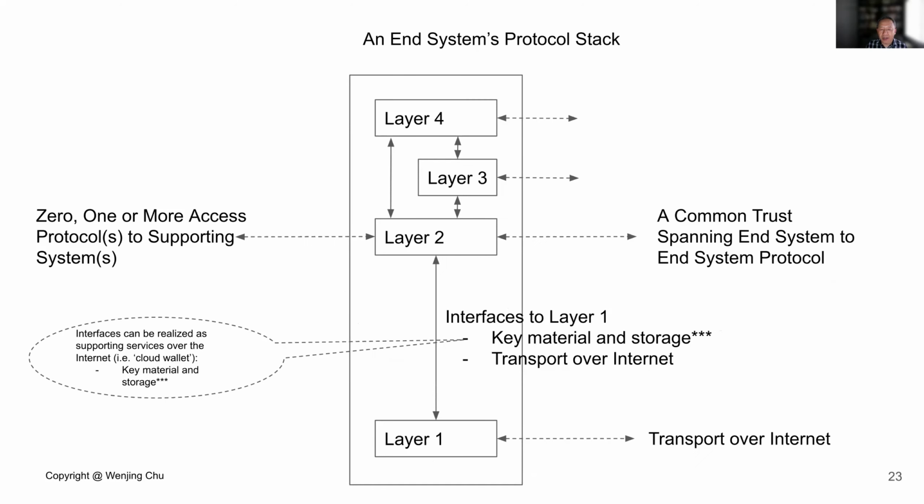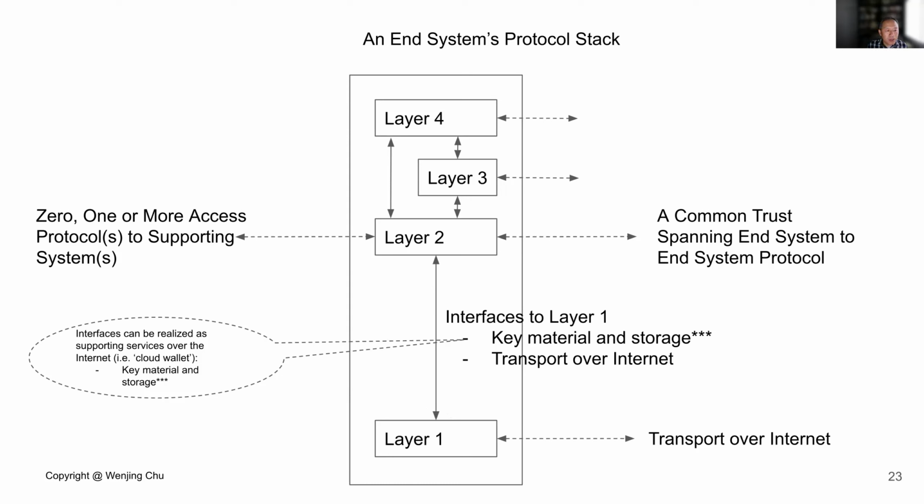So let me put all this together into a little bit on how an end system's protocol stack would work. So here's the protocol stack as we've shown before. And we look at layer 2. Layer 2 relies on an interface to layer 1 in order to have the crypto, the key materials for the protocol, and also secure storage for secrets and transport over the internet.